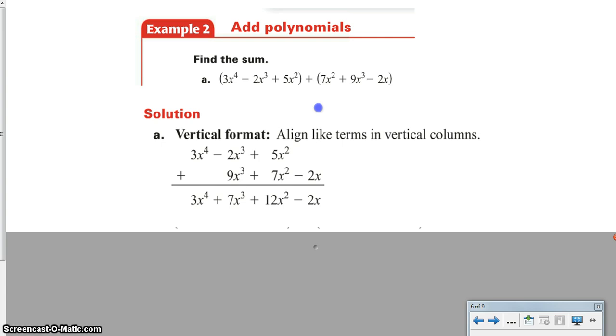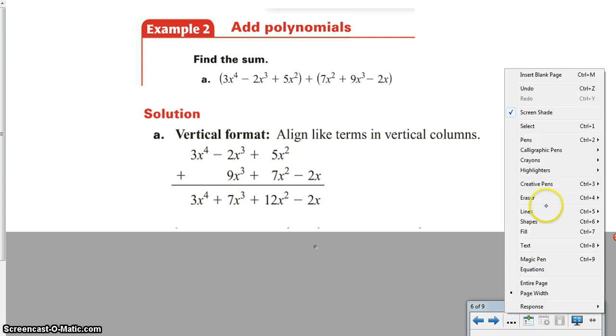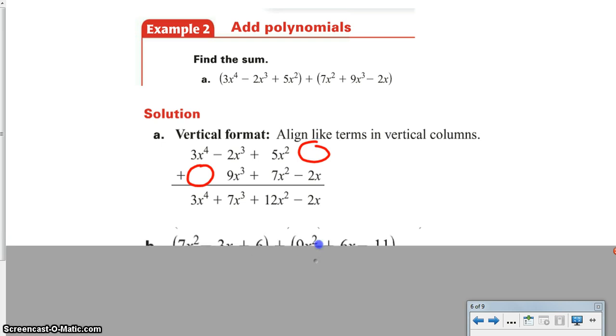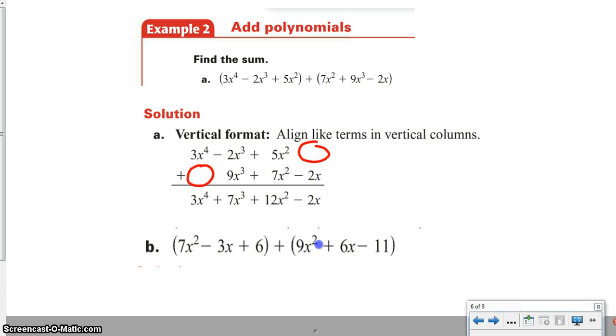You would line up the x to the power of 3 underneath each other, the x to the power of 2, and then please realize that there are spaces left for where there is no place value. We don't typically write zeros. We wouldn't write 0x to the fourth, and we wouldn't write plus 0x. Just realize with the algebra, we typically don't do that. Hopefully you get the same answer as we did. Now, why don't you try this one?